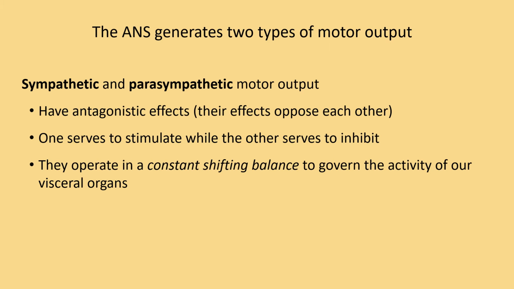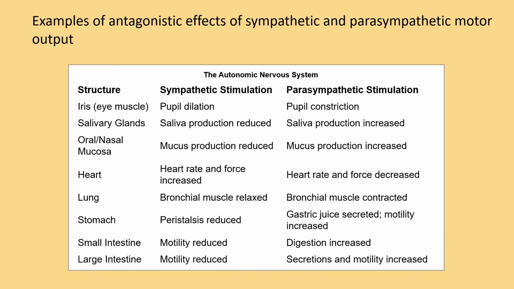All day long, our visceral organs need to increase and decrease their activity. A little more, a little less, a little higher, a little lower, a little faster, a little slower, in order to maintain homeostasis. This table shows us, under the column heading structure, various effectors in the autonomic nervous system. And then it shows us how that effector responds to sympathetic stimulation and how that effector responds to parasympathetic stimulation.